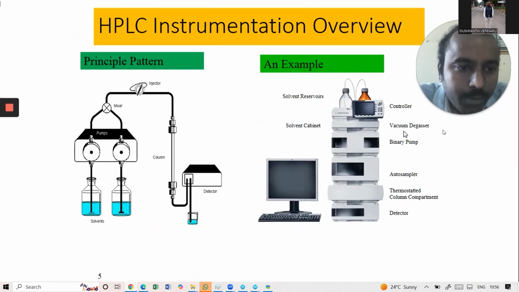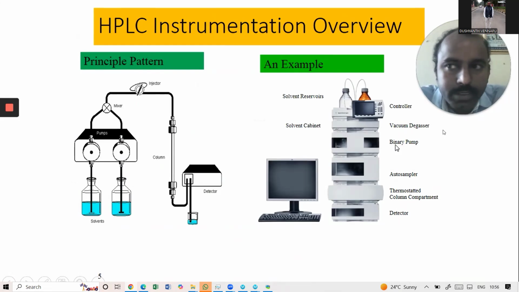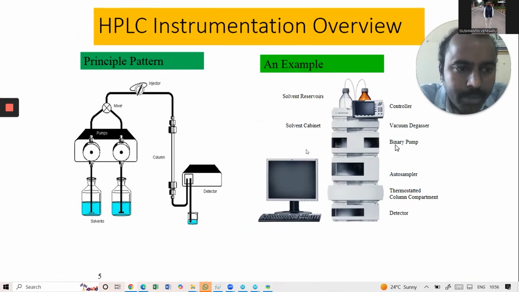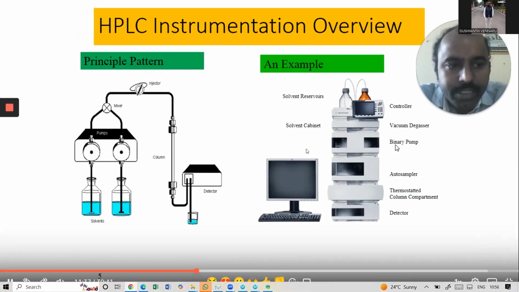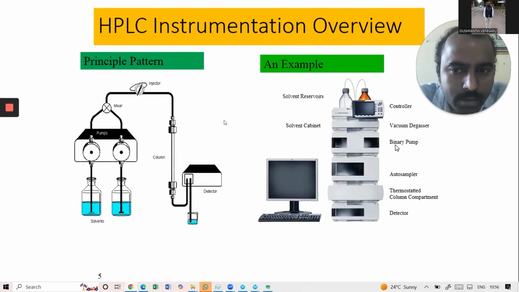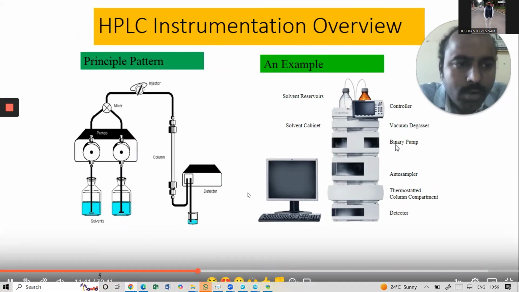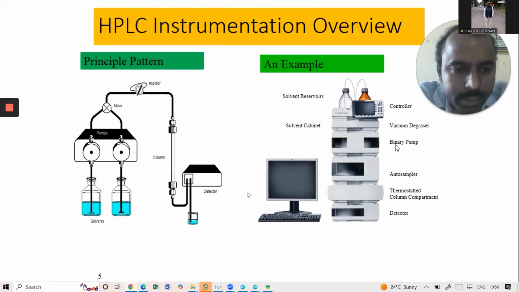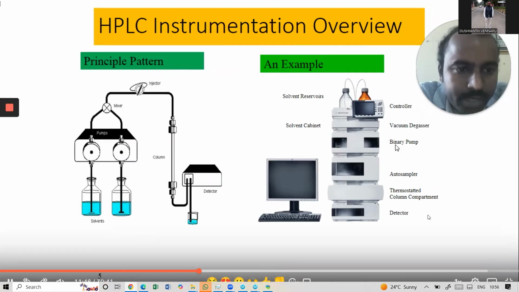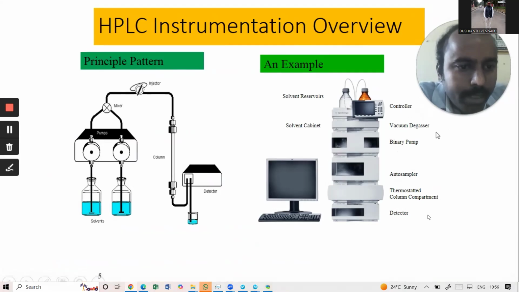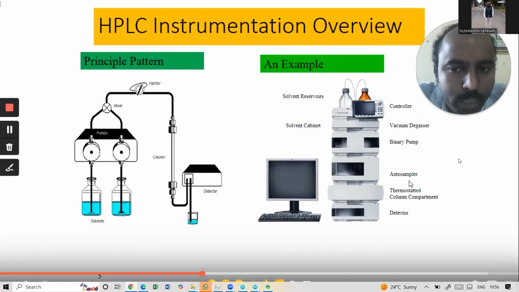Now what is a binary pump? Again, there are different types of pumps. One is the reciprocating pump, the pulsating pump. The definition and working principles of pumps you can go and read in any book, so I am not going deeply into the pumps. These pumps will pump the mobile phase based upon the programming you have provided here. Next comes the auto sampler. What is an auto sampler? Injection can be done in two ways: one is manual injection, or by auto sampler.